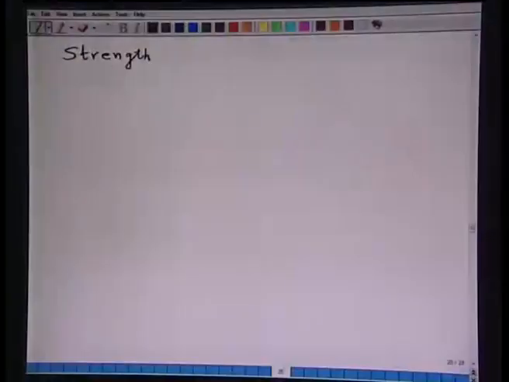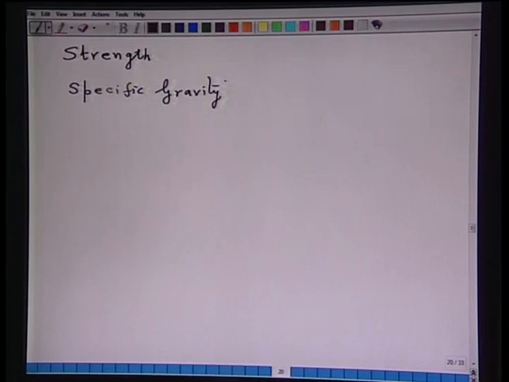Another important property is the specific gravity. It should be low to produce a greater number of bricks per unit weight. The cost of bricks of higher specific gravity is more than that of lower specific gravity.